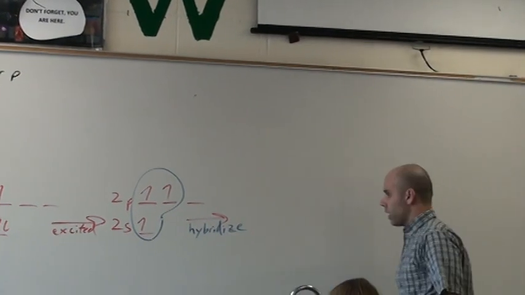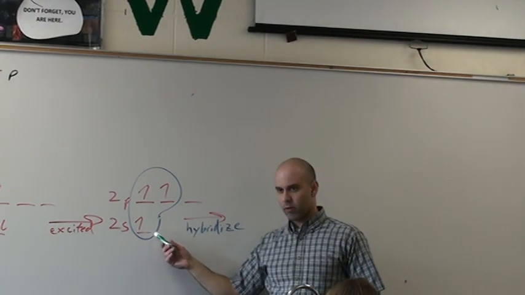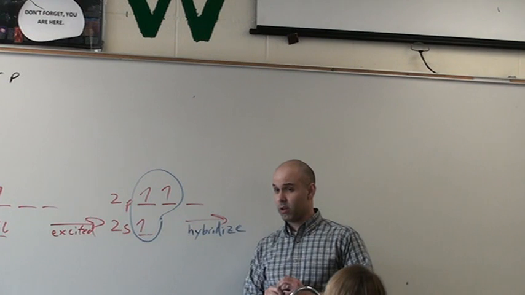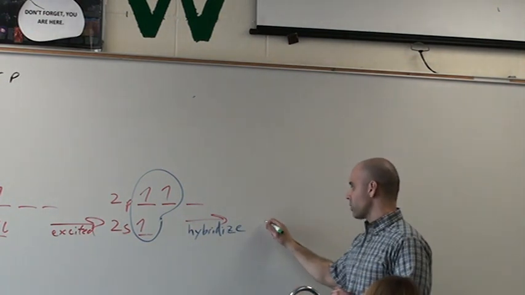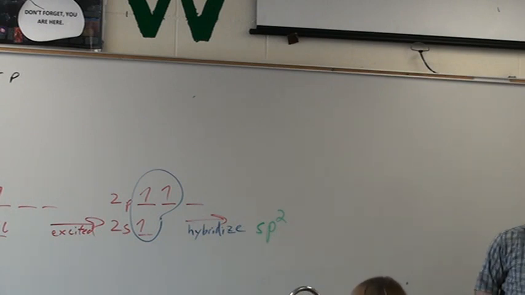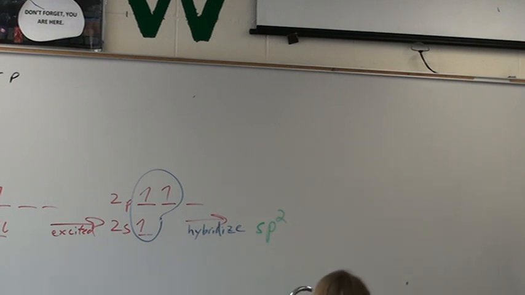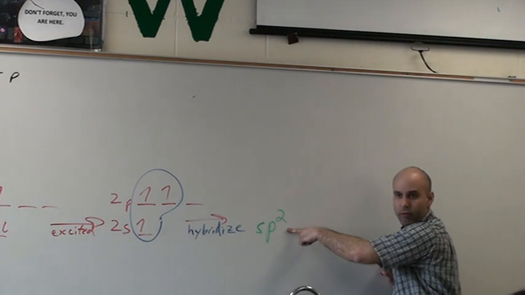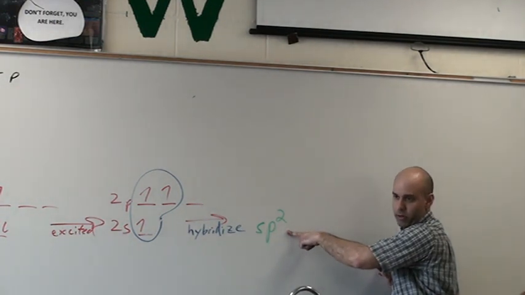So how many s orbitals did I circle over here? Just 1. How many p orbitals did I circle? 2. That is why it's called an sp2. They changed the terminology on us. The 2 no longer refers to the number of electrons. It refers to the number of orbitals we circle.